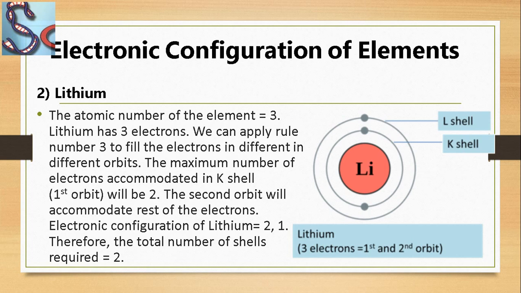Now, second is lithium, having atomic number 3, which means 3 electrons, 3 protons and 3 neutrons. To fill these 3 electrons, the maximum number of electrons accommodated in the K shell will be 2, and the remaining 1 electron moves to the next shell, the L shell. So the total number of shells required is 2. Okay? Shell number 1 has 2 electrons, shell number 2 has 1 electron.